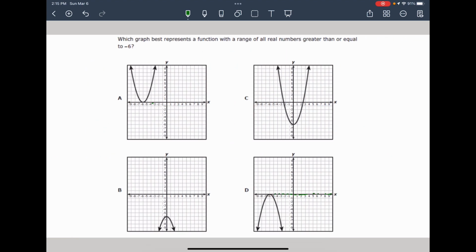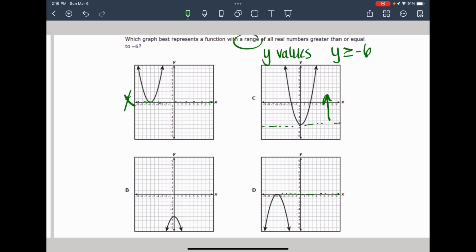So this asks us, which represents a function with a range of all real numbers greater than or equal to negative 6. Remember, range is y values. So we want y that's greater than or equal to negative 6. So if we look at this graph, the lowest value on A is 0. So this is y greater than or equal to 0. So that's not the correct answer choice. If you look at C, the lowest point is negative 6, and all the values are bigger than that. So C looks like a good choice.